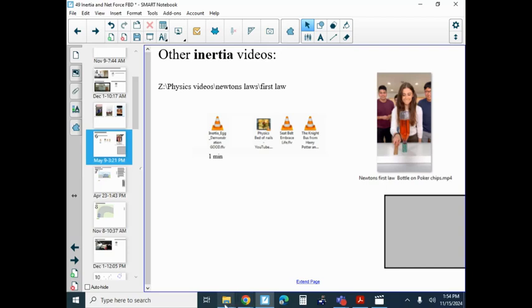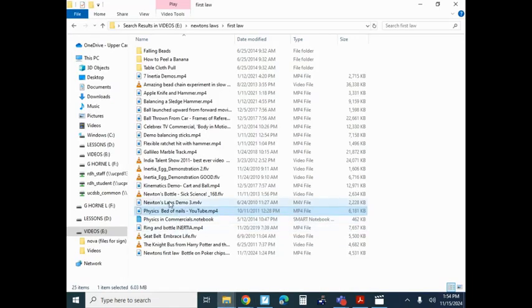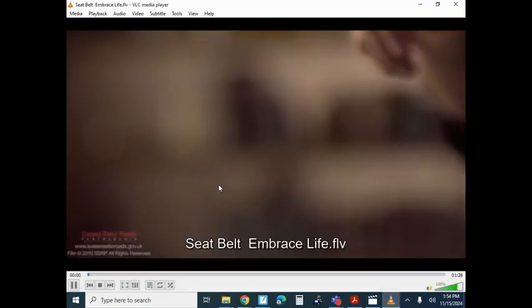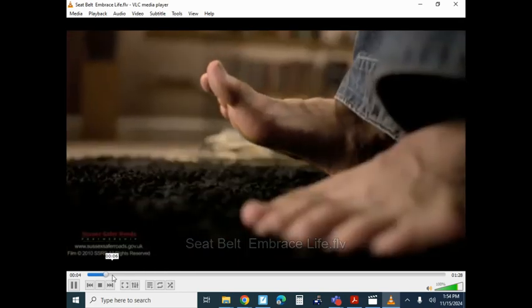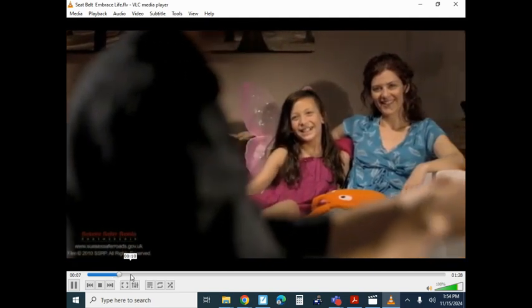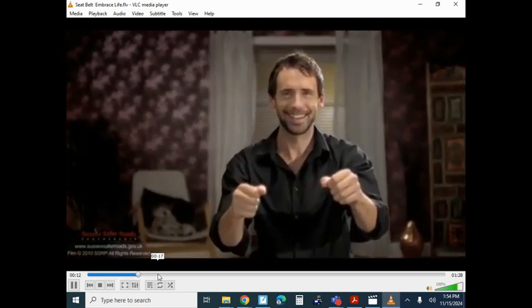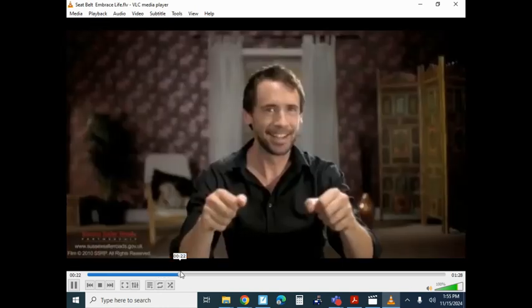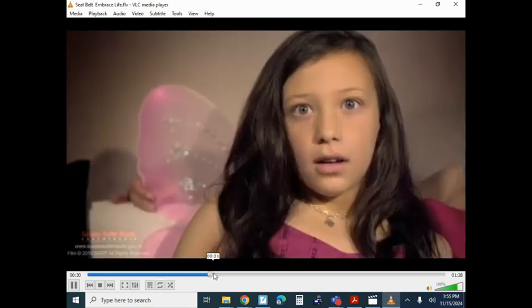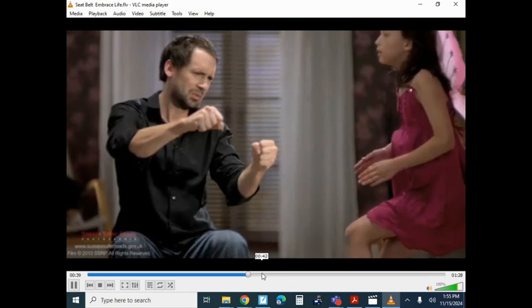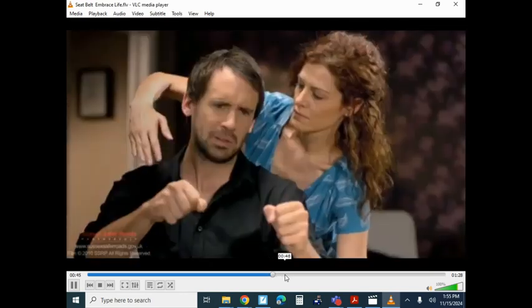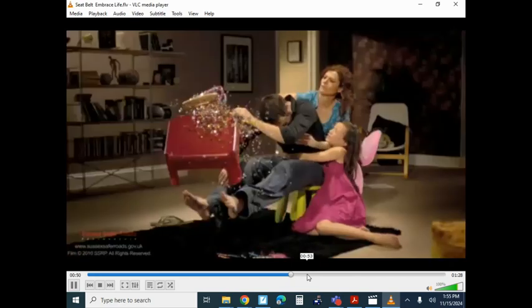Seatbelt embrace. Oh my gosh, it has the inertia idea in it, and it's this weird commercial that I found where this guy's miming that he's driving a car, basically, and then he's all happy, his family's watching him and everything else, and then he sees something coming, and he's like, "Uh-oh, gonna get in a car accident." So they come in, and they buckle his seatbelt, and they hold him.